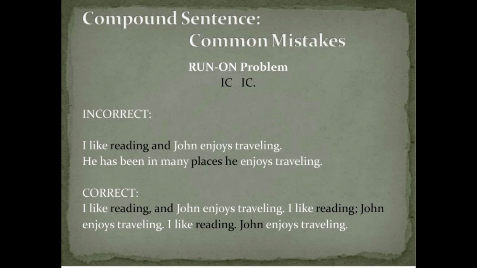Let's look at some correct sentences. I like reading, comma, and John enjoys traveling. I like reading, semicolon, John enjoys traveling. Or you can make two simple sentences. I like reading, period. John enjoys traveling.